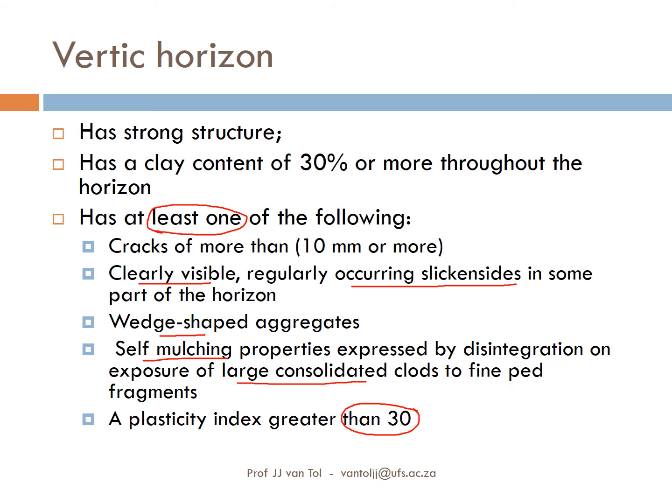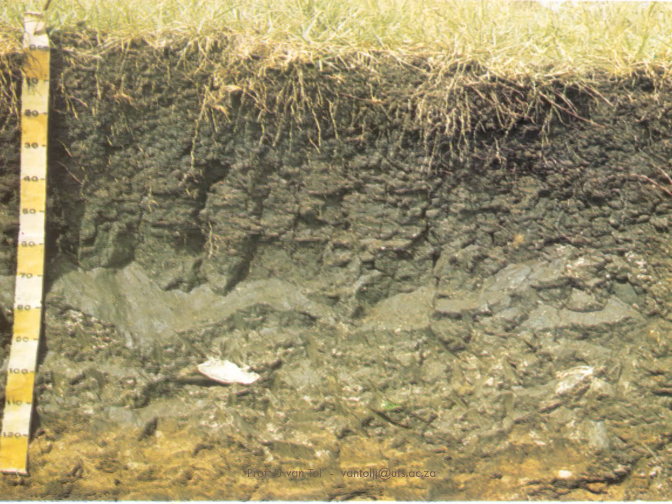And all these criteria basically says that the vertic horizon is physically active. It's moving. It's got a high clay content, it's got a strong structure, and it's shrinking and swelling. So that is a criteria of a vertic horizon.